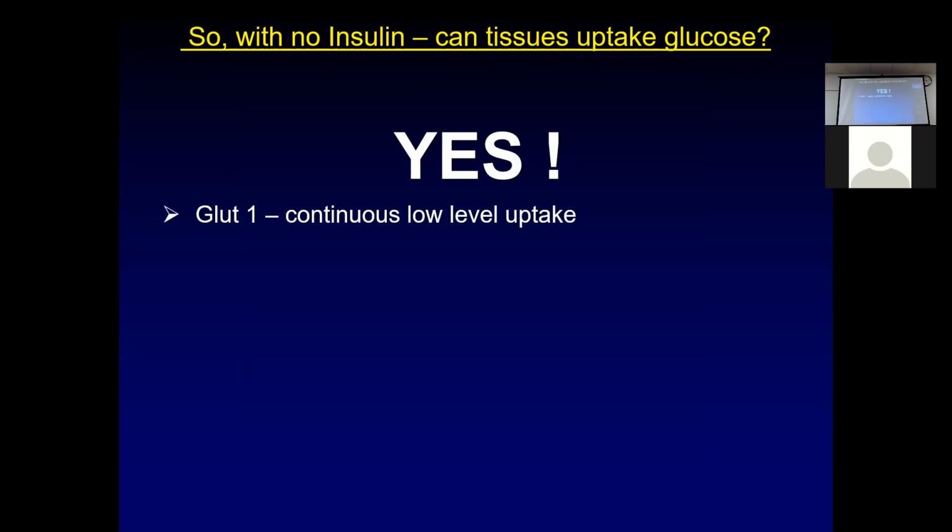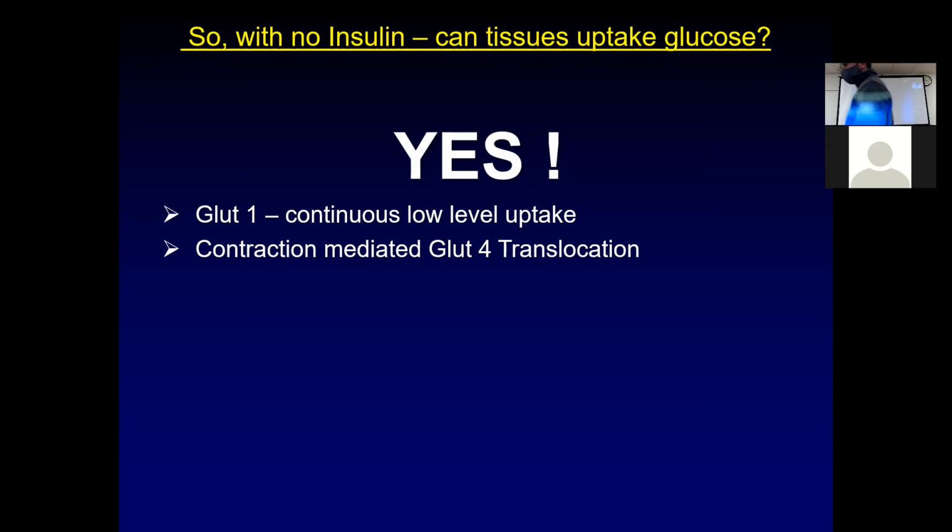So, I make no insulin. Can tissues uptake glucose? Yes, of course they can. There are other glucose transporters. GLUT1 is always on, doing a little bit. The big thing from exercise, though, is something called contraction-mediated GLUT4 translocation, otherwise known as the insulin-like effect of exercise. The insulin-like effect of exercise. Okay?